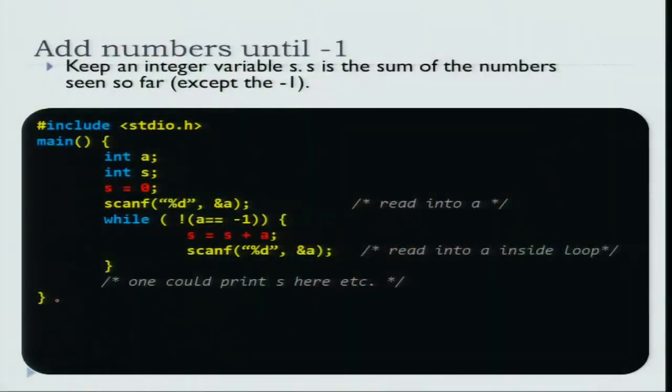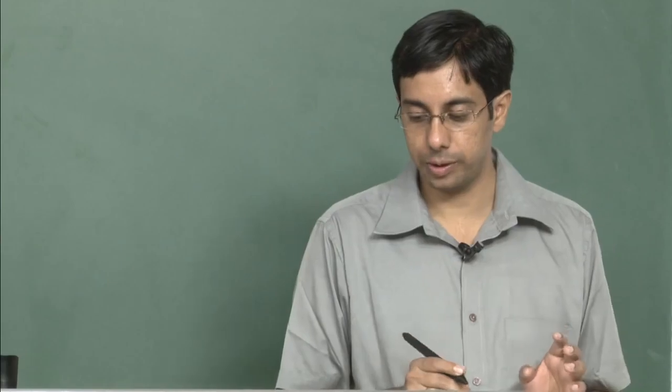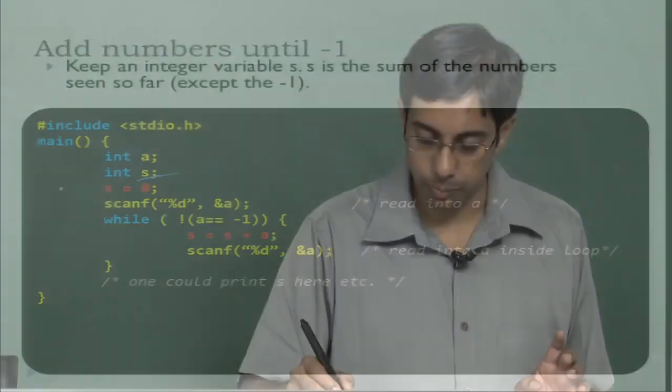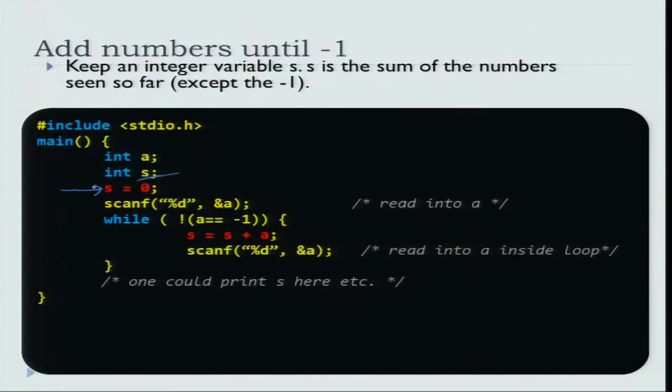What I will declare is a new variable s. Okay. So, here is the new variable s that I have declared. s is supposed to hold the sum of the variables that I have read so far. Okay. Now, it is very important that when you declare a variable, you should initialize it properly.